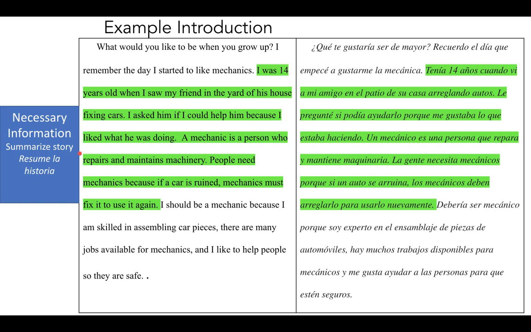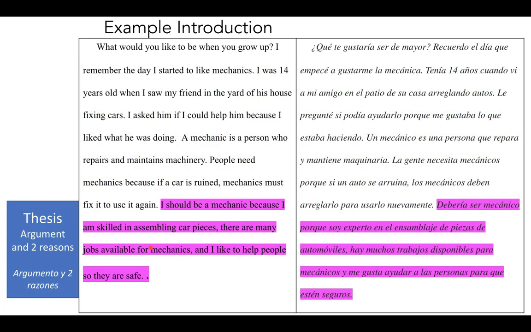A mechanic is a person who repairs and maintains machinery. People need mechanics because if their car is ruined, mechanics must fix it to use it again. This is providing the definition of the important terms for the essay. Finally, we have our thesis. Very, very important. The last sentence of the introduction has an argument. I should be a mechanic because, and it gives 2 reasons.